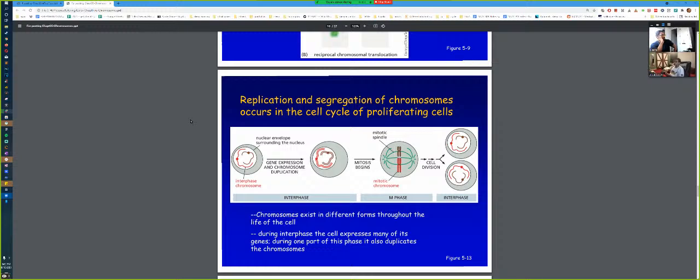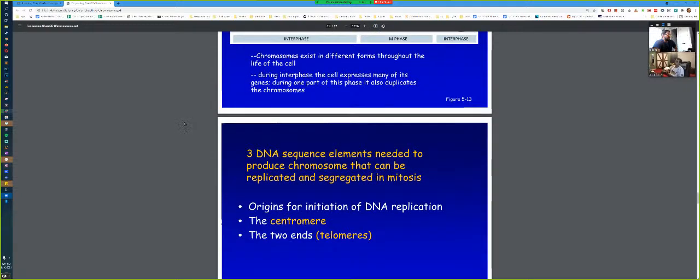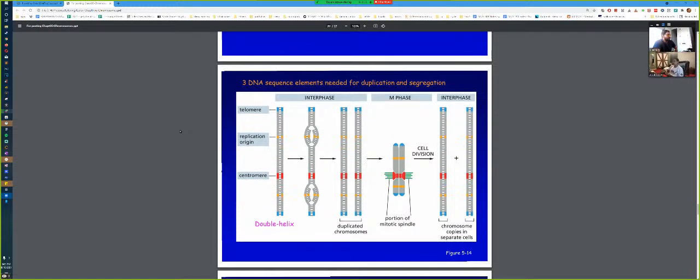Replication and segregation of chromosomes occurs in the cell cycle of proliferating cells. So, you remember this: interphase, mitosis, cell division, etc. All right, three DNA sequences are needed to produce a chromosome that can be replicated and segregated in mitosis: origins for initiation of DNA replication, the centromere, and the ends, which are the telomeres.